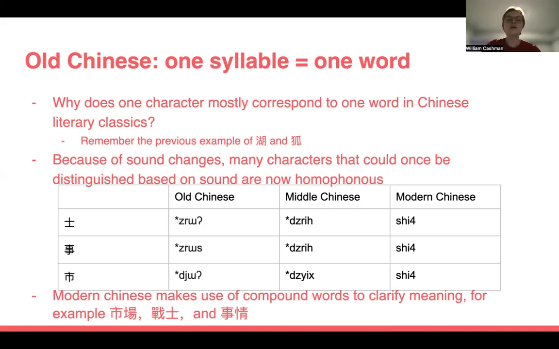But if we look at what the old Chinese pronunciations were, we can see that you could distinguish them just with one character. In Old Chinese, the pronunciation for shi, as in 战士, was zru. Shi, as in 事情, was zrus. Shi, as in 市场, was diu. So modern Chinese makes use of compound words to clarify meaning. For example, the words that I used in the table: 市场, 战士, 事情. This is necessary because all of these characters are homophonous.